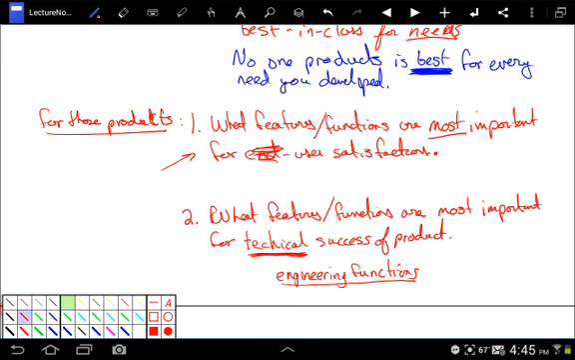So again, with car seats, if one of the leading car seats has this innovative buckle system that makes it easy to strap into a seat, you know that helps it with ease of getting in and out, right? So these are technical success of the product, engineering functions. These are buckles. These are, make it cheap to manufacture.